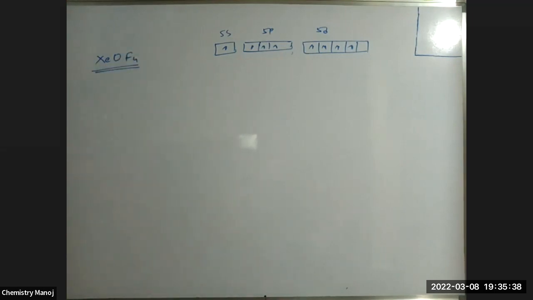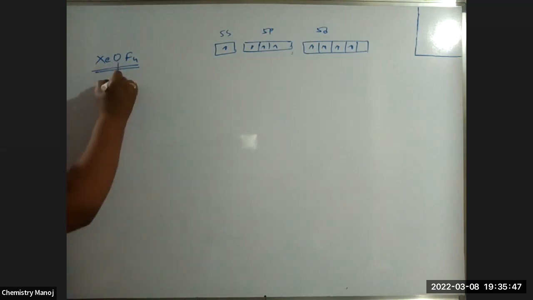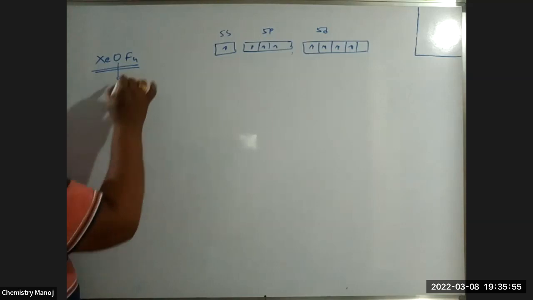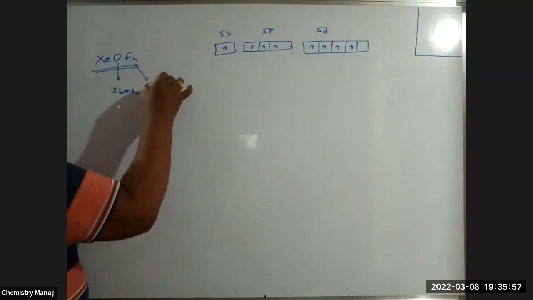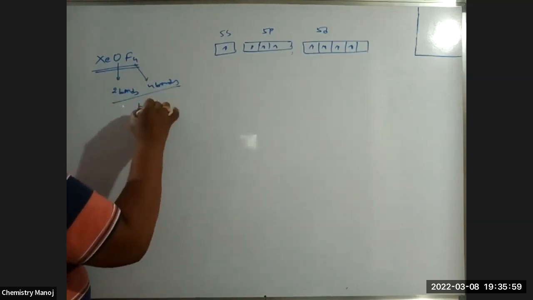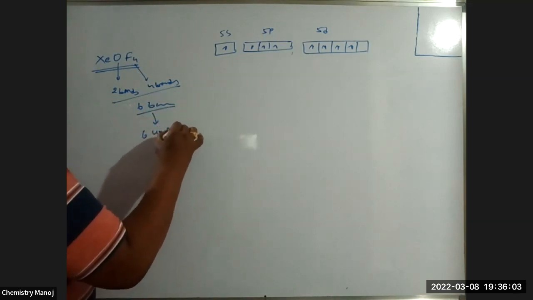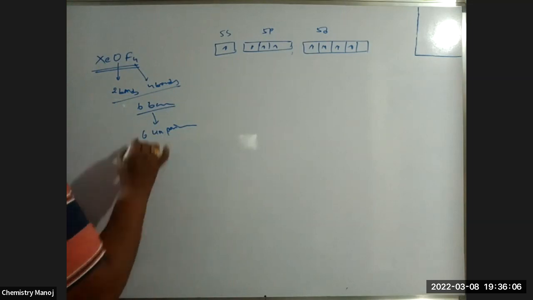XeOF4. How many oxygens are there? One. One means two bonds, correct? Yes, sir. How many fluorines are there? Four. Four means four bonds. So total 6 bonds. Six bonds means 6 unpaired electrons are required, correct? Yes, sir. 6 unpaired electrons.